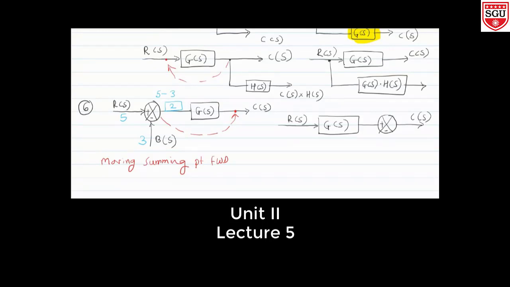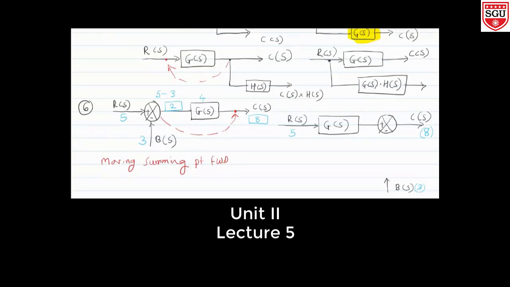Then suppose G of S is, let's say, 4. So what will be the C of S? 4 multiplied by 2, which is equal to 8. Now we should get the answer 8 as C of S. R of S is equal to 5, and whatever B of S is coming, it is also having the same value, that is 3.